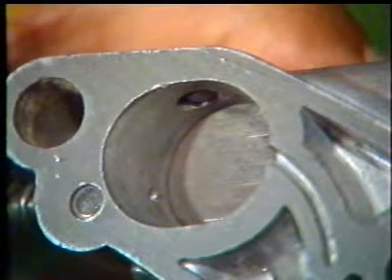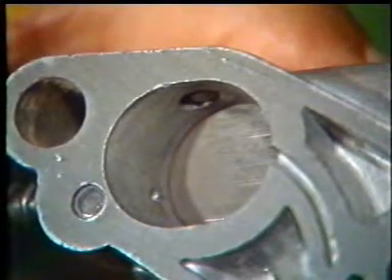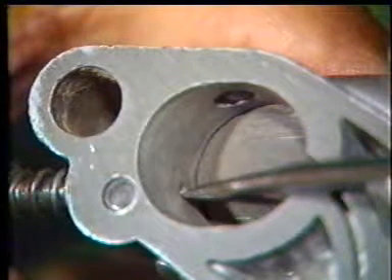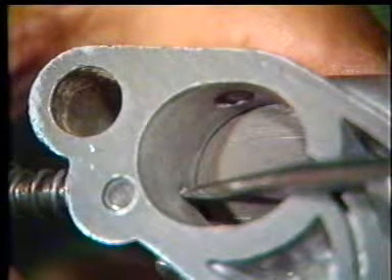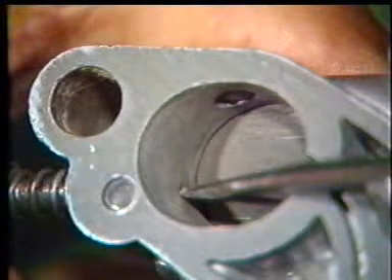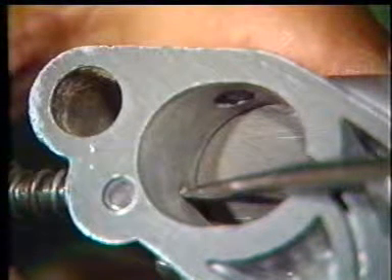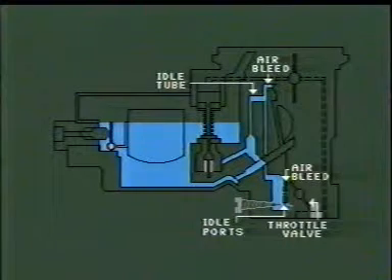The idle system supplies the air-fuel mixture to run the engine when the throttle is completely closed. To allow the engine to operate, an idle port is placed just below the throttle valve through which the fuel enters into the air stream.